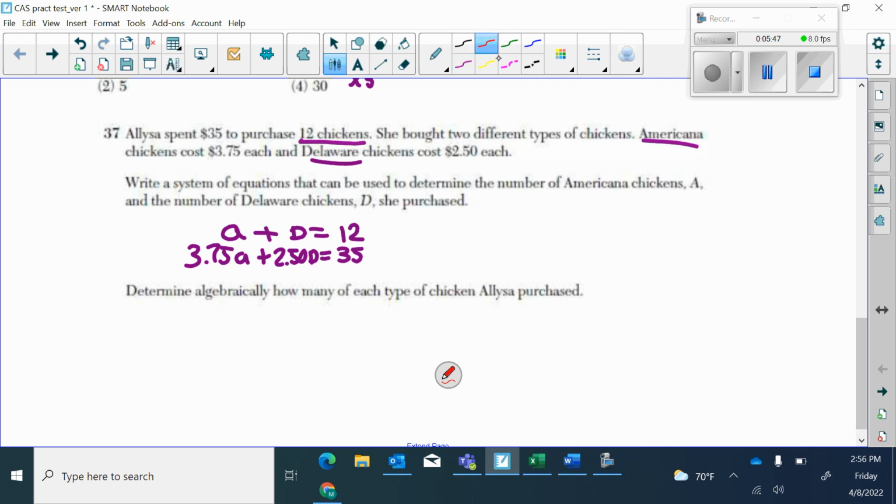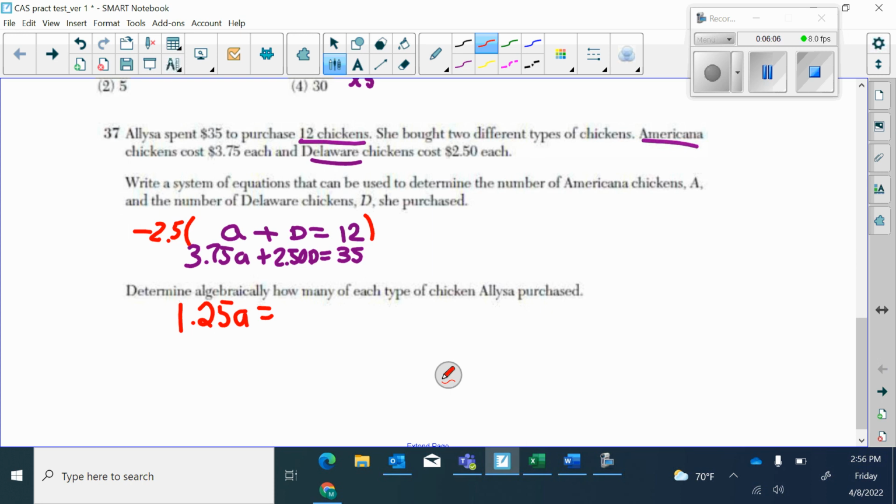I got to get the opposite. So if I want to eliminate, for example, the D, I'd be multiplying this by negative 2.5 for negative 250. So it wipes out the D's. So then I have $3.75 minus 250 is $1.25 for the A.